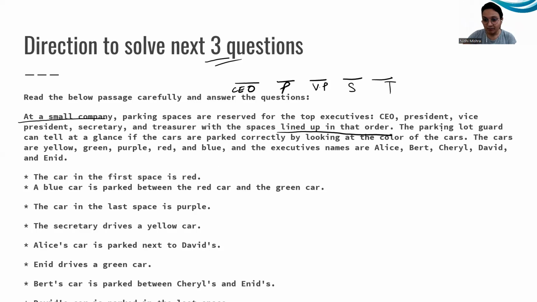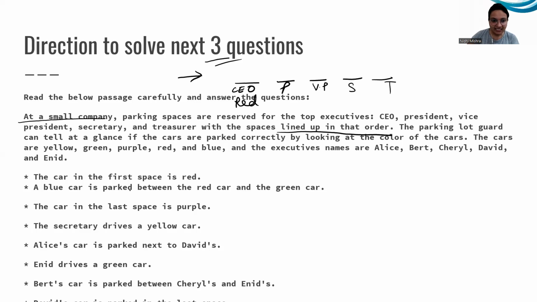Okay. The parking lot guard can tell at a glance if the cars are parked correctly by looking at the color of the cars. The cars are yellow, green, purple, red, and blue, and these executive names are this much. Okay. The car in the first space, let me start from here. The car in the first space is red. So this is the red car.